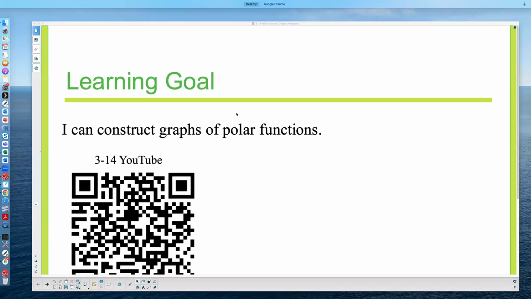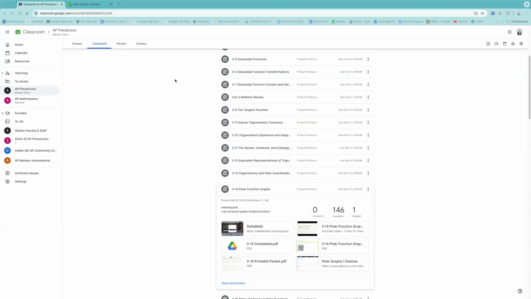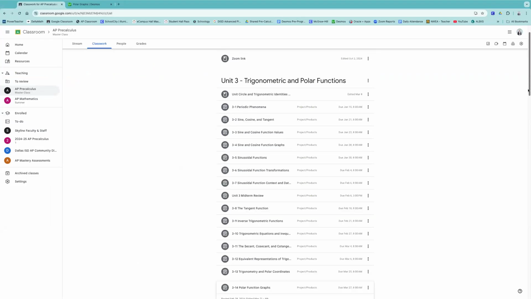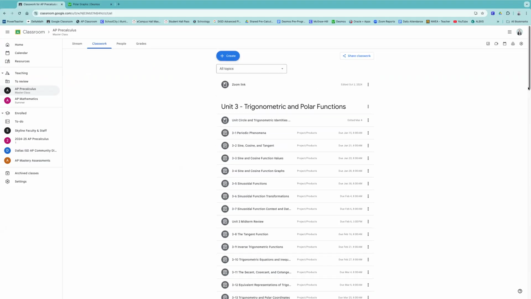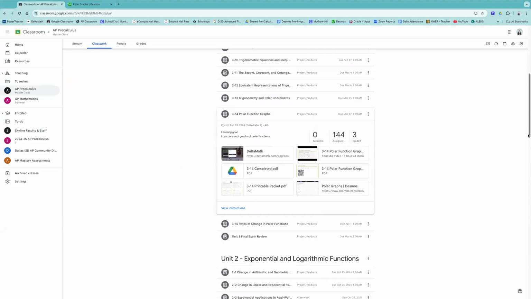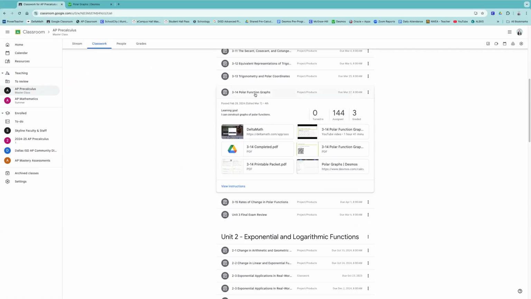What I want you to do is go to your Google Classroom. Once you log in, go to your classwork, find Unit 3, scroll down to Unit 3. This is lesson 3-14. Find that, and within there, you'll see an attachment that says Polar Graphs Desmos. I want you to click that open. We're going to use that today.